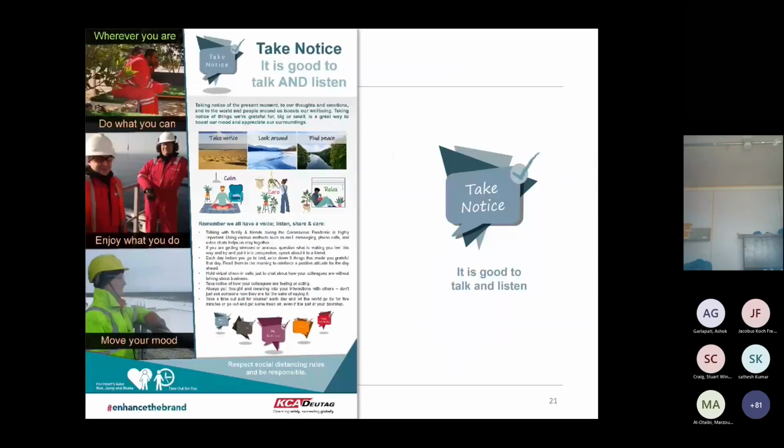So, for example, "take notice" just explains to people that it's good to listen and to talk. So look around, share your thoughts, ask people, and wherever you are, do what you can, enjoy what you do, move your mood. It doesn't mean that on the rig side you cannot spend your time as well as you do at home.